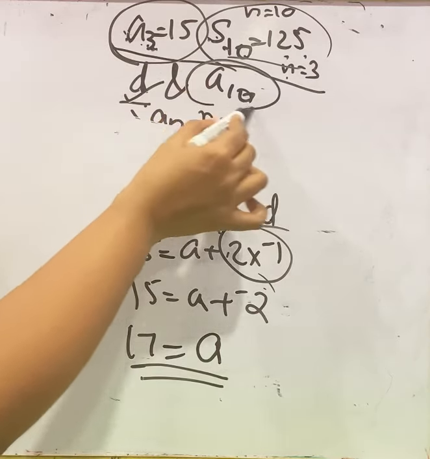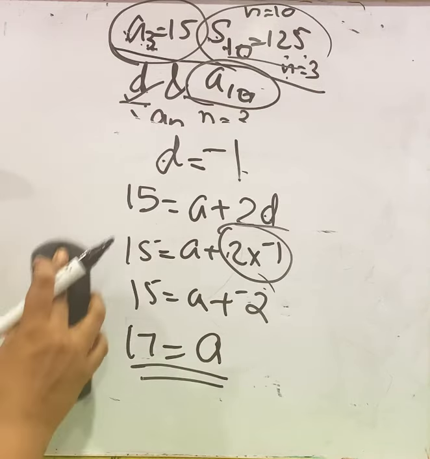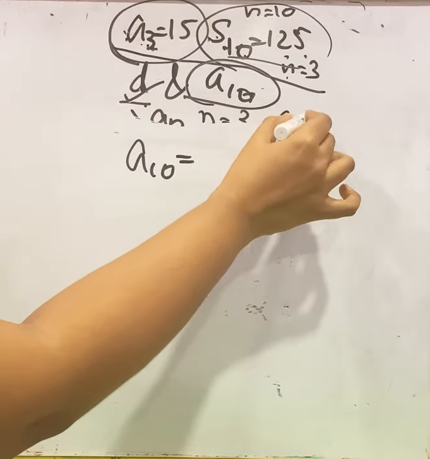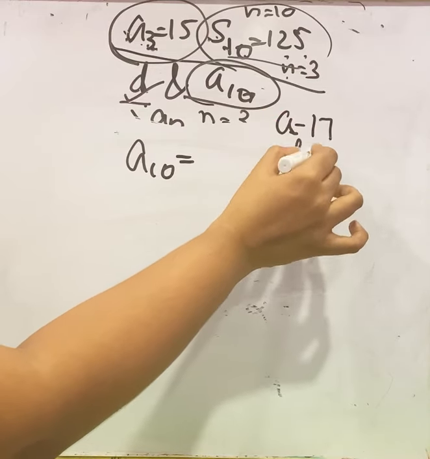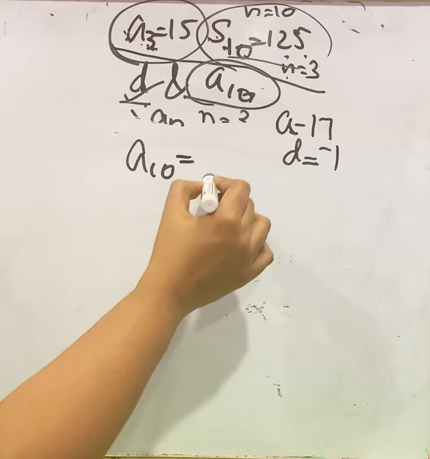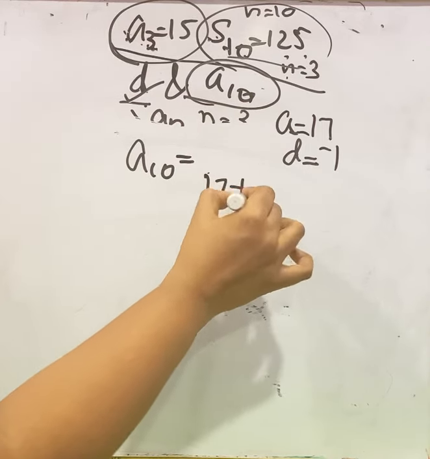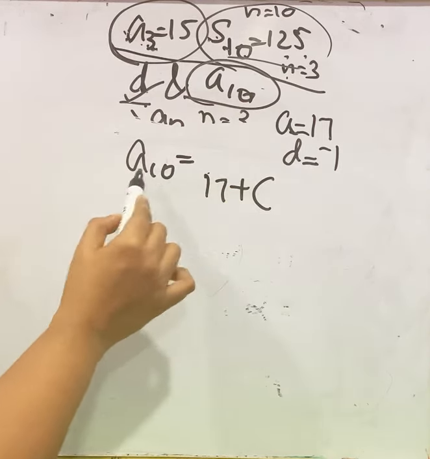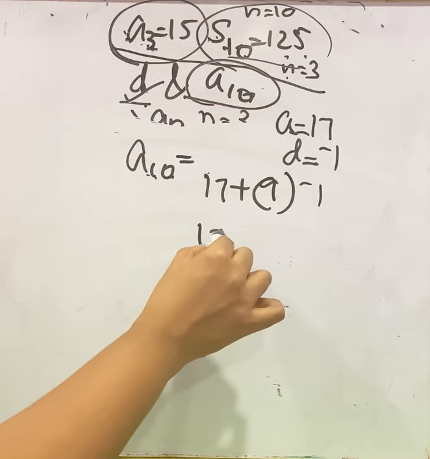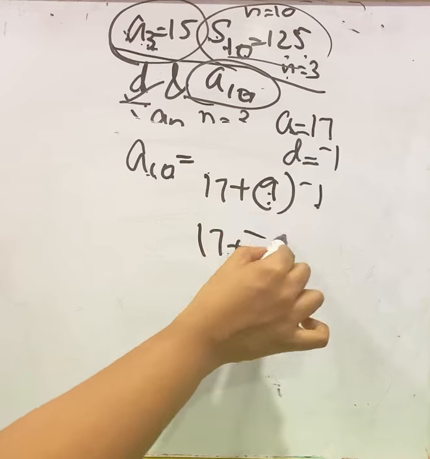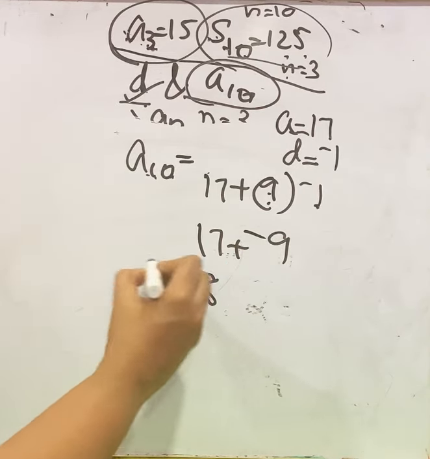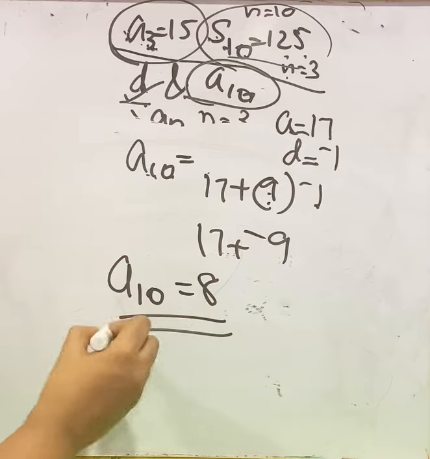Now we have to find A10. A10 equal to A plus n minus 1 into D. We got A equal to 17 and D equal to negative 1. So we can apply A plus n minus 1 into D. That is 17 plus n minus 1, which is 10 minus 1, that is 9 into D, which is negative 1. 17 plus 9 into negative 1, negative 9. 17 plus minus 9, that is 8. The value of A10 is 8.